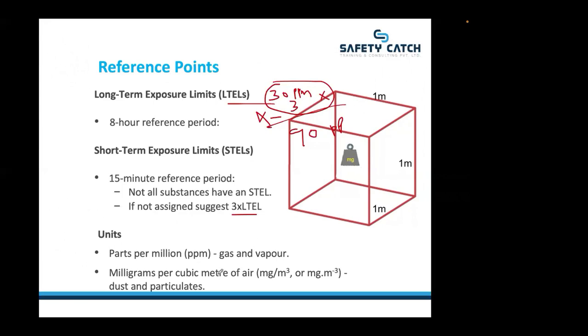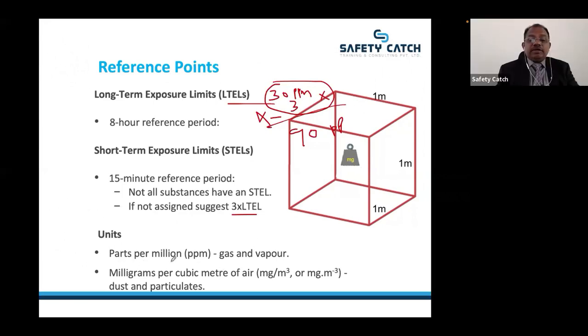So if it is gas and vapor, the unit will be parts per million. If it is dust particulates, it will be milligram per cubic meter. For fiber, we will see that it is fibers per cc, cubic centimeter. Countable fibers per cubic centimeter of air will come. So milligram per cubic meter is nothing but, in 1 cubic meter of atmospheric air, how much milligram of contaminant was there or permitted.